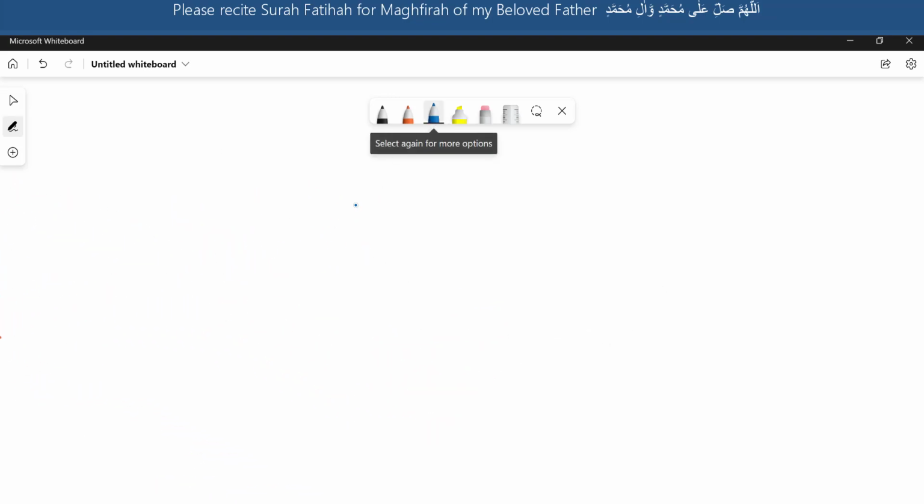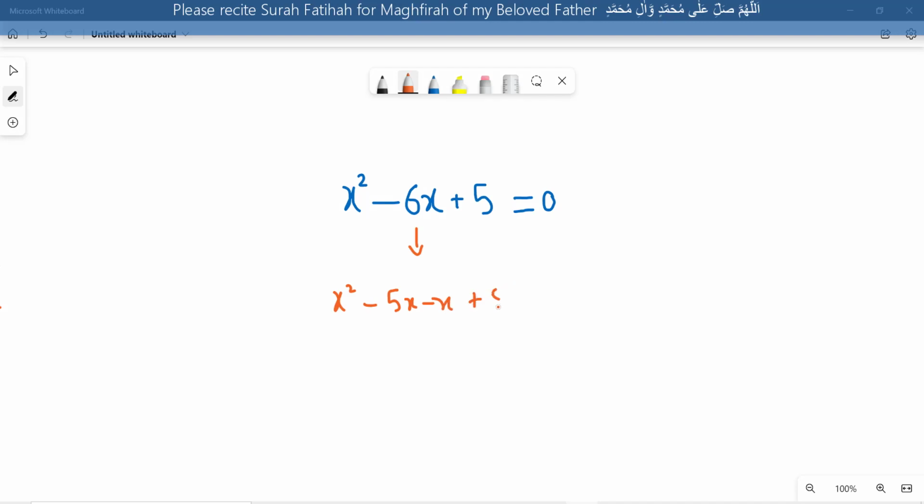So the question here is x squared minus 6x plus 5 equals 0. Factoring, we get x minus 5 and x minus 1 equals 0. So the answer is x equals 5, x equals 1. Now we have the quadratic formula, so let's do it.